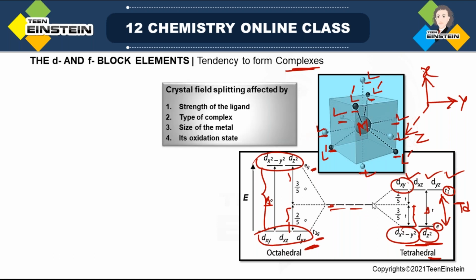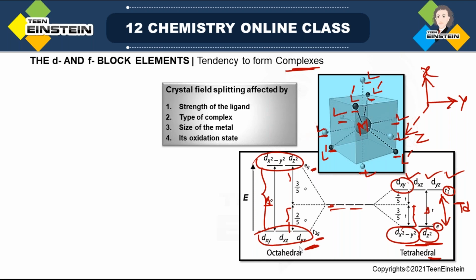Now this crystal field splitting is affected by these 4 points. Why these 4 points are actually affecting crystal field splitting, we will see one by one. Crystal field splitting is the gap between the higher energy orbital and the lower energy orbital. This gap is dependent on these 4 factors. Now the first one is strength of the ligand.